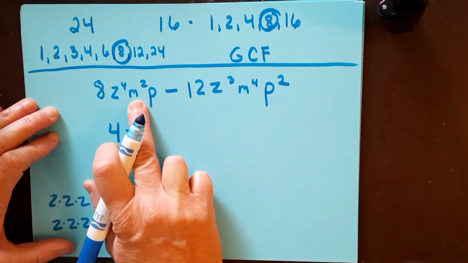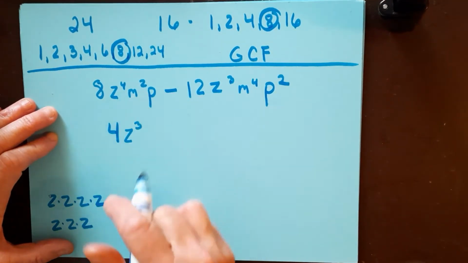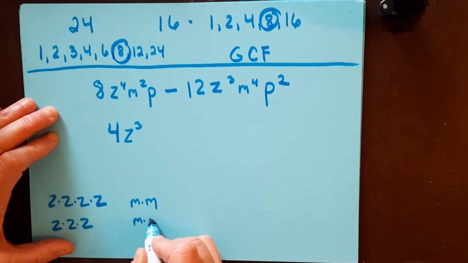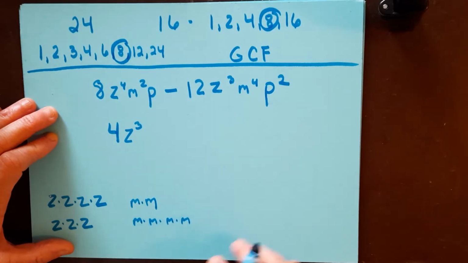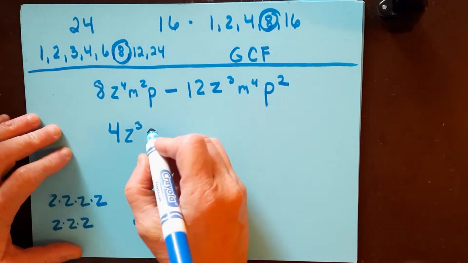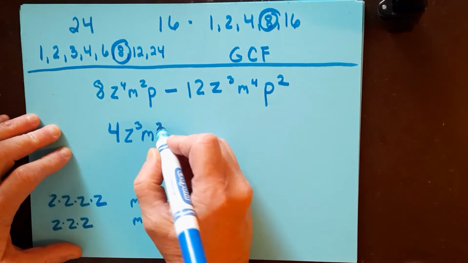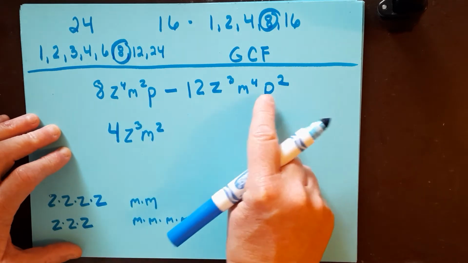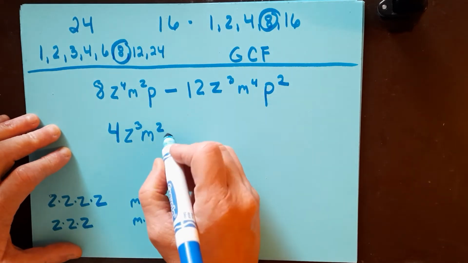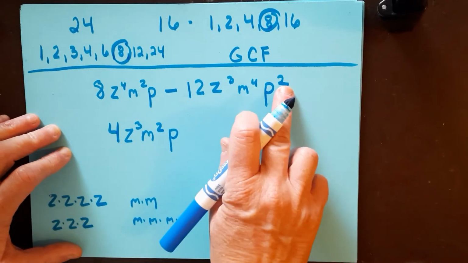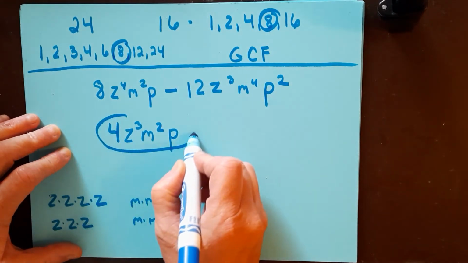Well, we'll look and see with the m's. This one has m times m, which is m squared. This one has m times m times m times m. The greatest number of m's in both of them is 2. So the next one would be m squared. Last, we have a p and a p squared. The greatest number of p's in both of them is p. So the greatest common factor of this expression would be this right here.